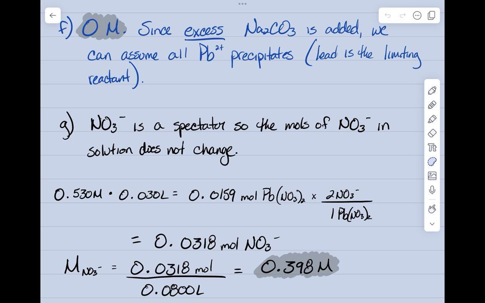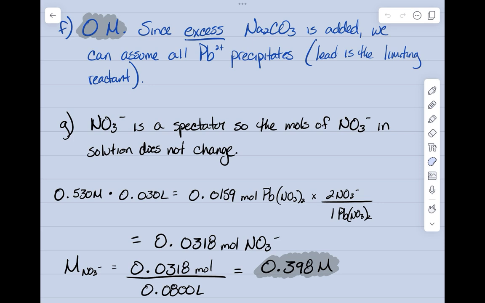All right. And then lastly, part G. What's the concentration of nitrate ions after the first precipitate is formed? Nitrate, always a spectator. There is never an instance when nitrate is not a spectator ion in a precipitation reaction, right? It just never precipitates. It's always going to be a spectator. So the moles of nitrate in solution doesn't change. Whatever was there before all this precipitation happened is going to be the same after all the precipitation happened.